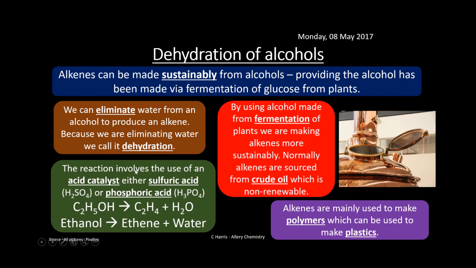And this reaction involves the use of an acid catalyst. So either we're using sulfuric acid or we're using phosphoric acid, which is H3PO4. Sulfuric is H2SO4. So here's the reaction. Look, there's your alcohol. We remove water from it. There's the water, and we form ethene. Okay, so this is the example of dehydration of alcohols, again using a more sustainable method.